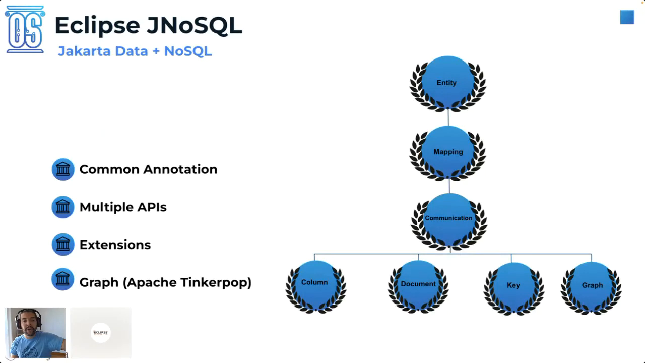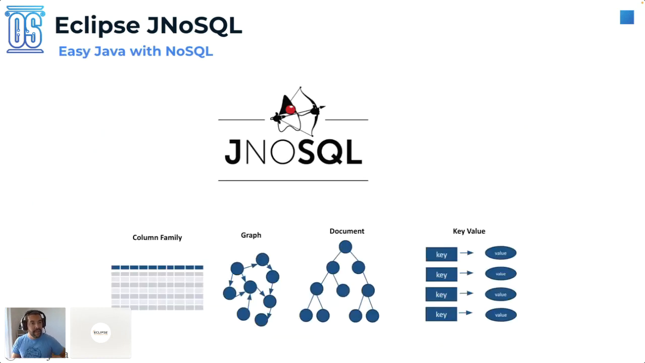So we have common annotations across multiple APIs, able to do extensions, especially because NoSQL has a lot of particular behaviors that matter to us. And we built several single APIs. However, with graph, we decided to reuse Apache TinkerPop instead of creating another one. So I have my Eclipse JNoSQL framework here, and based on that, I can integrate with column family, graph, document, and key value.